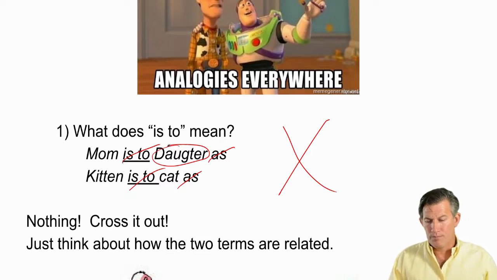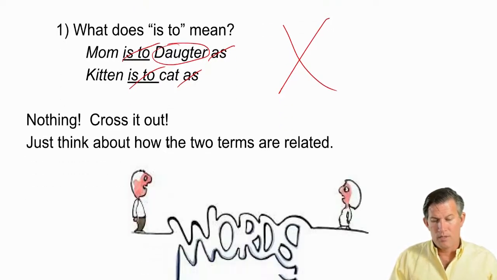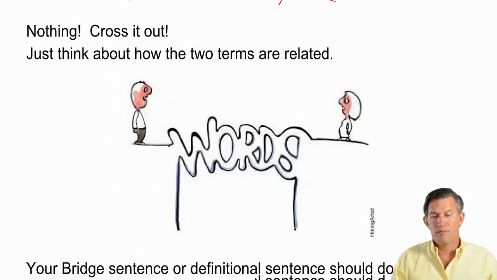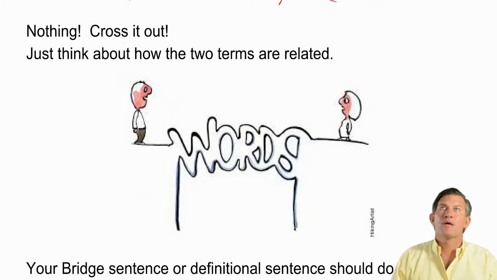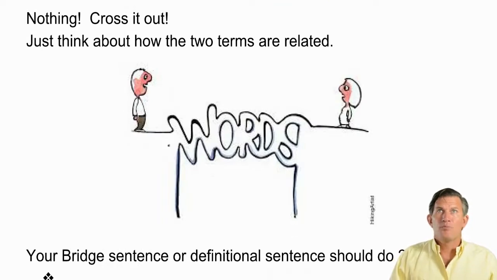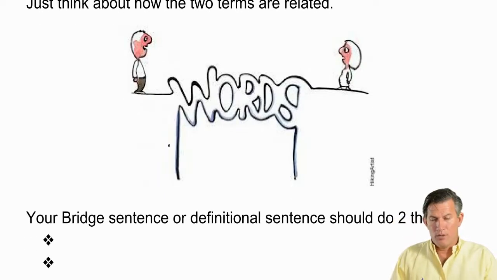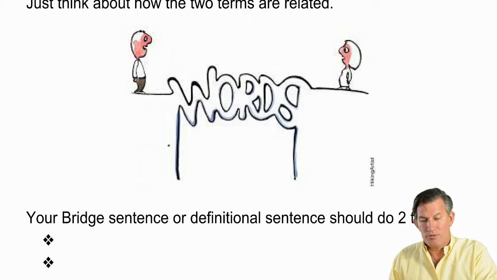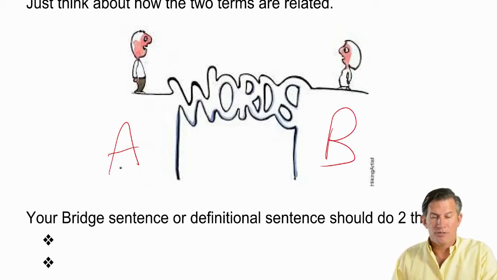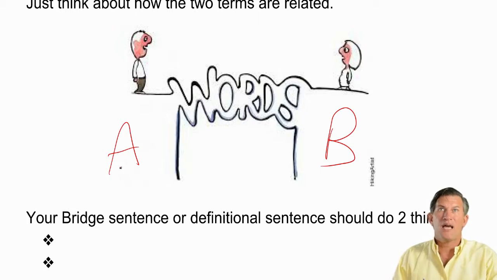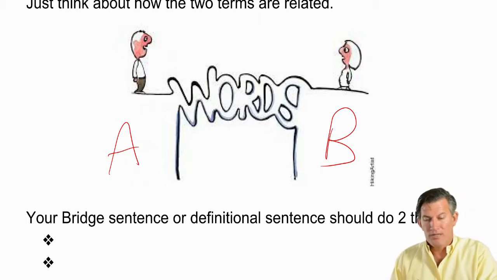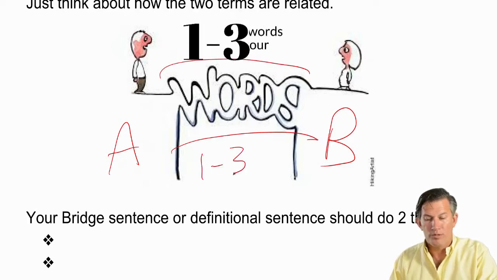You see these two people, how they're separated, okay? What you're going to need to do is build a bridge sentence. Here's the first term, term A. Here's the second term. Here's mom, here's daughter, here's kitten, here's cat. You need to connect them with words. This is going to be your bridge sentence. And how many words? About 1 to 3 words.